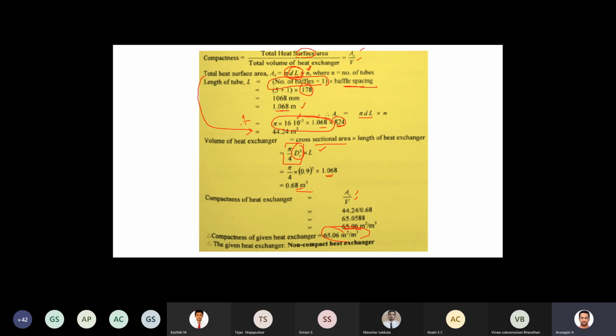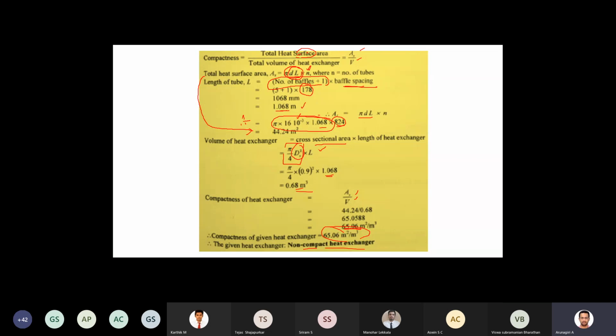Most of the times it is very easy to use, and the availability, maintenance, design, then installation, everything is well established. Even though it has more complex parts, it is low maintenance. So we will go for most of the times the shell and tube heat exchanger for larger heat capacity. So the given heat exchanger is a non-compact heat exchanger. Okay, so with this I stop.